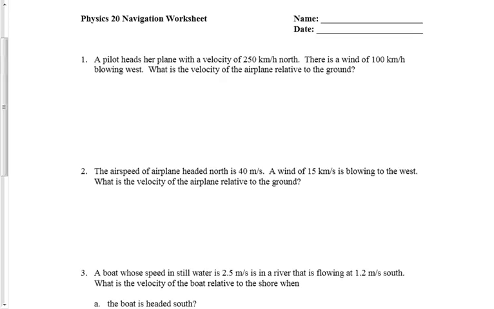Your homework last night was simply 3 questions, all based on that relative motion in 2 dimensions. I'm going to just do a quick little review, and then we're going to go over all 3 of those questions here. Remember, when you're solving relative motion problems in 1 dimension, you add up the vectors, right?